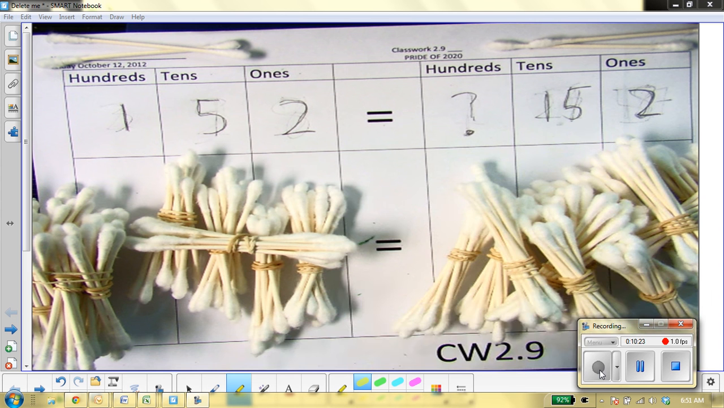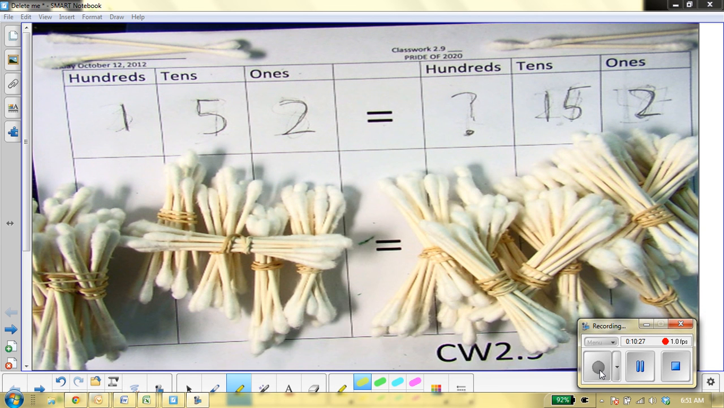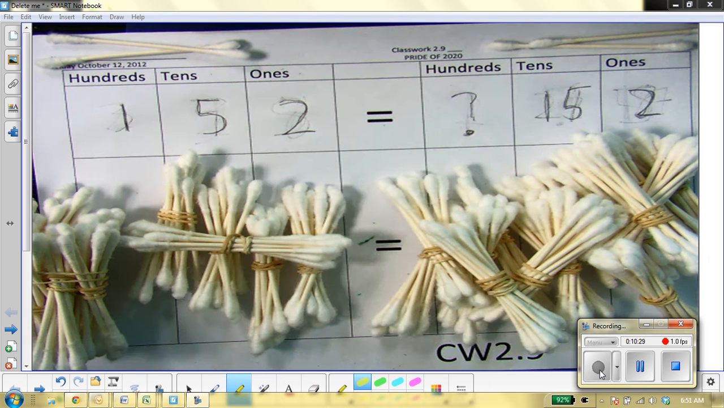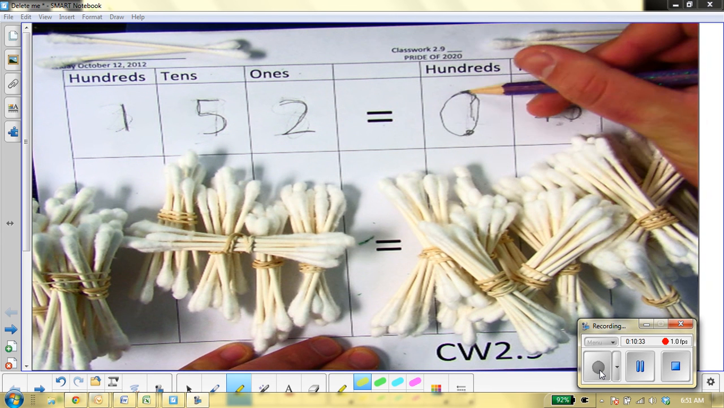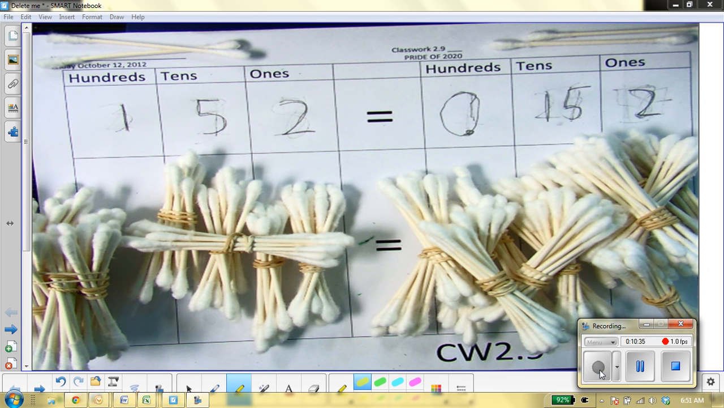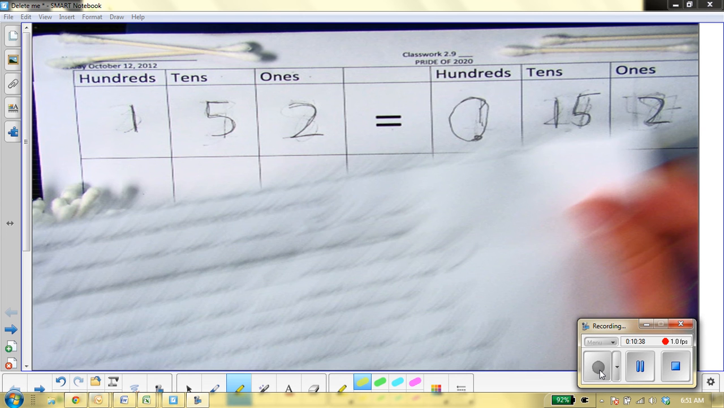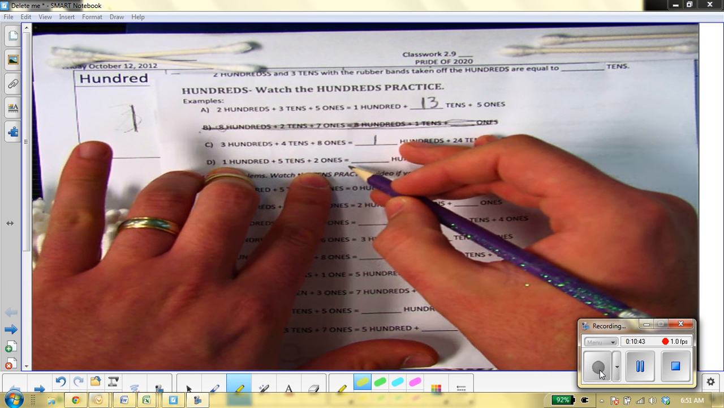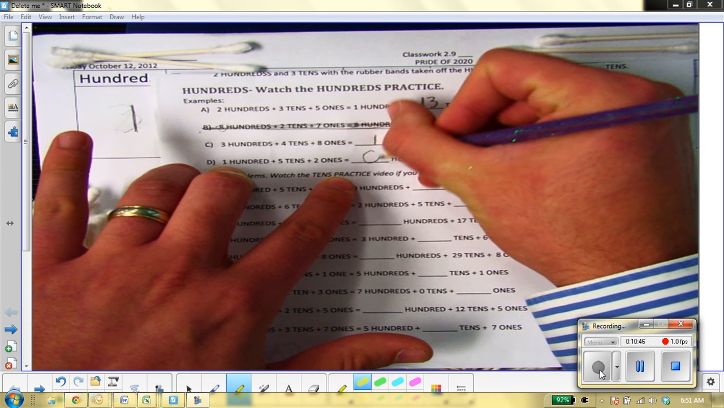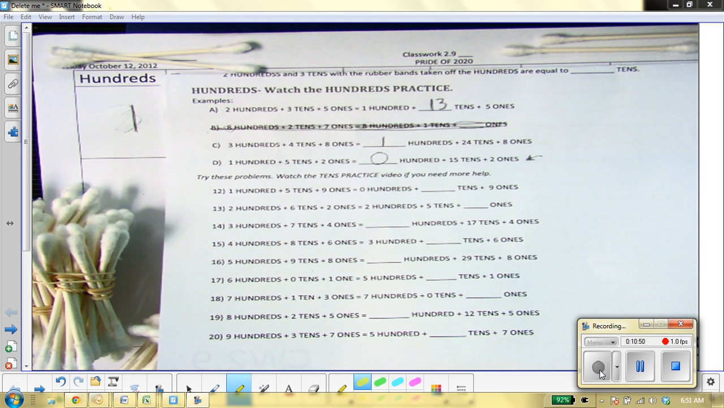How many hundreds do I have? That's right. I don't have any hundreds left. So I have 0 hundreds. Go ahead and get your worksheet and fill it in. 100 plus 5 tens plus 2 ones is 0 hundreds plus 15 tens plus 2 ones. Continue on with the rest of the problems.